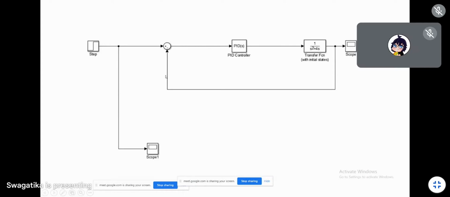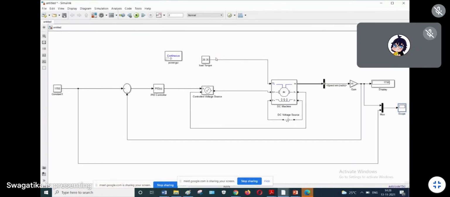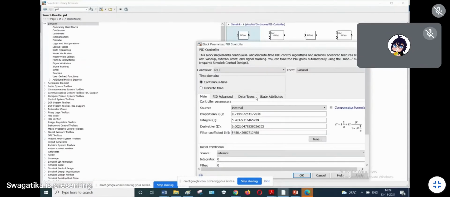Okay, so this is step response. Now in this PID controller, if you double click on this controller block, you will find PID. The parameters are there. Okay, this is another one. See, these are the parameters PID, proportional. PID parameters are there and the filter coefficient is there. Okay, so if you open that one, already some of them are present.